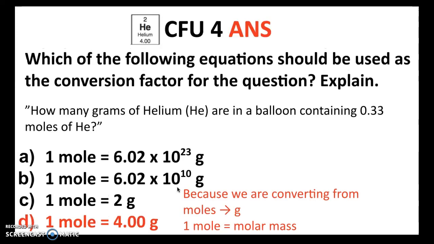Great, the answer is choice D. And in this case, we're converting from moles to grams. In CFU 3, we converted from moles to number of atoms. Here we're converting from moles to grams. So when we're converting from moles to grams, we use 1 mole equals the molar mass. And the molar mass for helium is 4 grams, which is shown at the bottom here. The 2, if you're using this number, is incorrect because that's the atomic number. It tells you the number of protons. So you've got to use that decimal number, which is the molar mass.